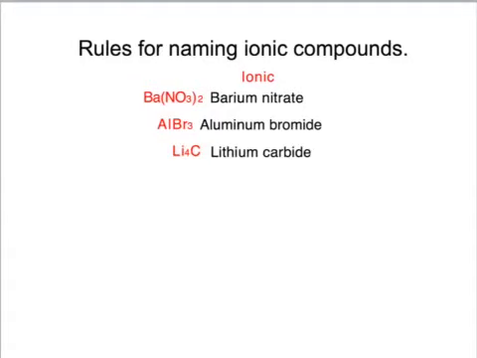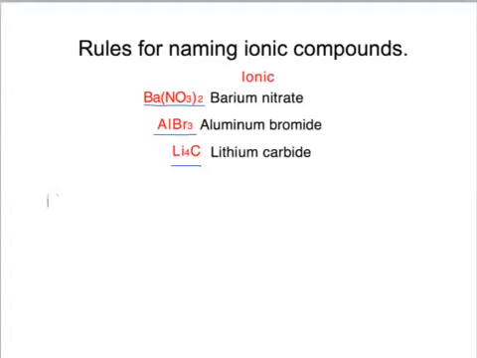Next, we're going to look at the ionic compounds, and we're only looking at the ionic ones without the transition metals here. So we have this formula is barium nitrate, this one is aluminum bromide, and this one is lithium carbide. So let's come up with rules for writing the name for an ionic compound. Again, these are IUPAC rules.